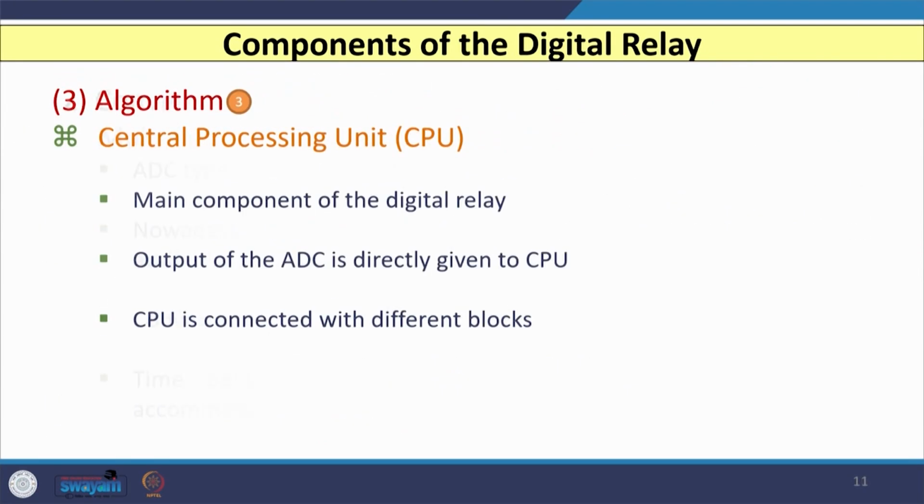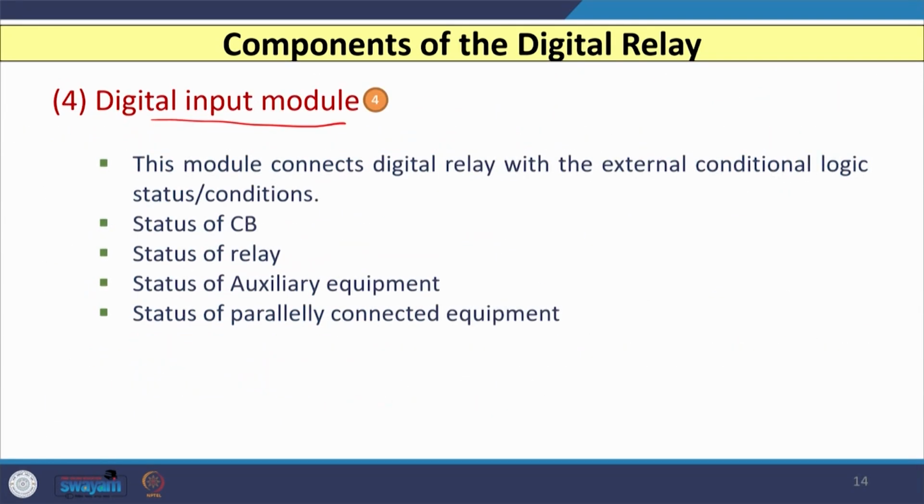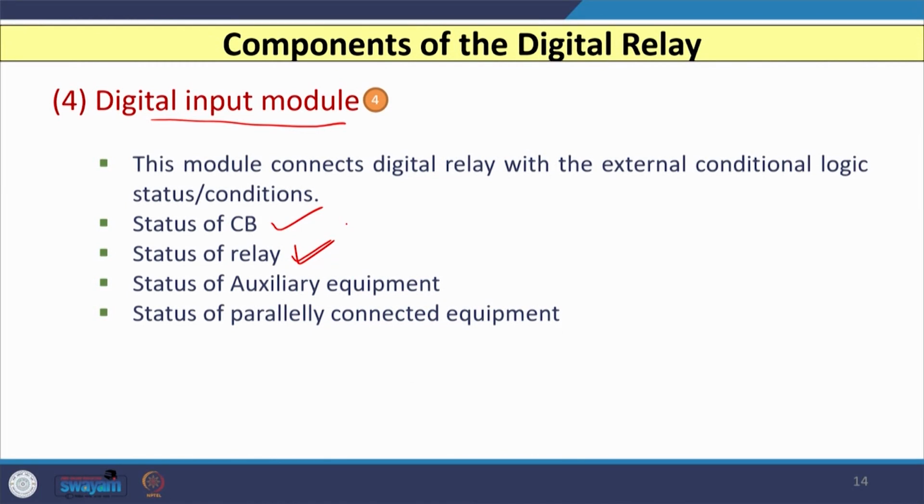If we further go and see the digital input module block, then this module is going to connect the digital relay, as I told you, with external system devices or conditions. This digital input module will acquire the status of the circuit breaker. If any external circuit breaker is there, it will also acquire the status of the relay. Let us say some remote relay in an interconnected network or system, let us say 8 relays are there, and we need the status of the other 7 relays, then those are also acquired by the digital input module.